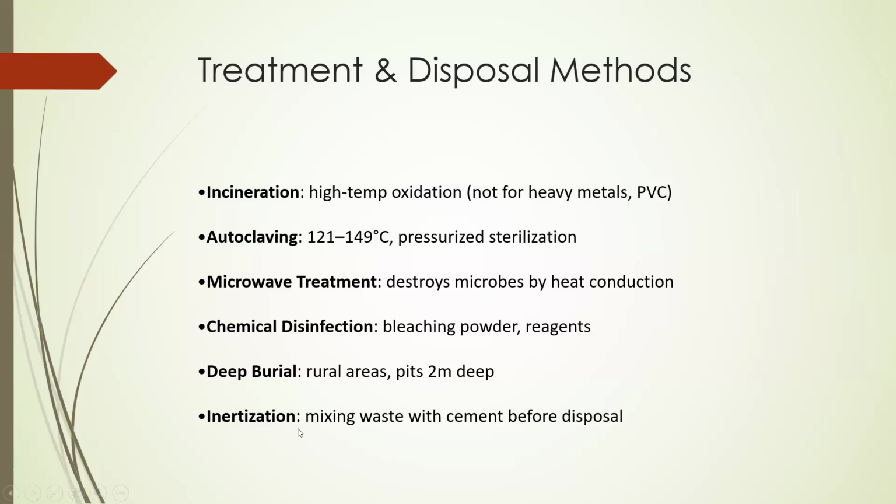Last is inertization. Inertization is the mixing of waste with cement and other substances before disposal. This decreases the risk of entry of toxic substances into surface or groundwater. A typical percentage of the mixture is 65% pharmaceutical waste, 15% cement, and 5% water. A homogeneous mass is created and tubes or pellets are produced and then stored. This process is economical and not suitable for infectious waste.